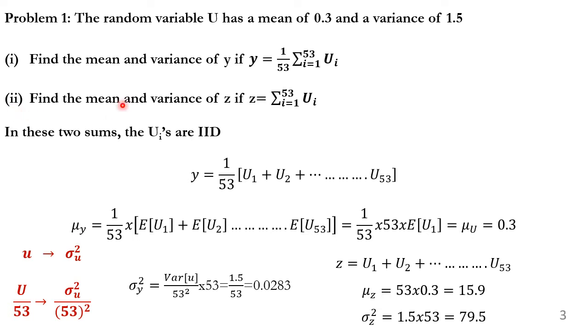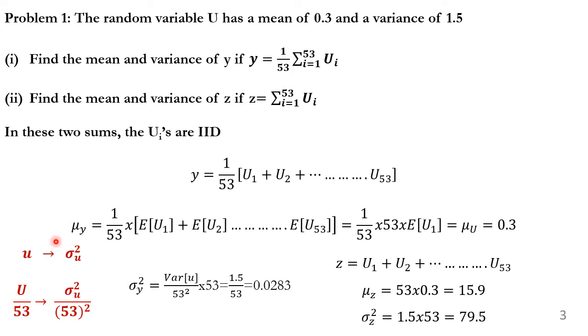Second one, find the mean and variance of z if z is equal to summation i varying from 1 to 53 ui. In these two sums, the ui's are IID. Y is equal to 1 over 53 times u1 plus u2 plus u3 and so on up to u53. So we'll apply the linearity property here.